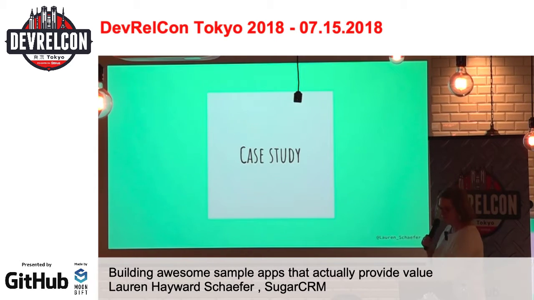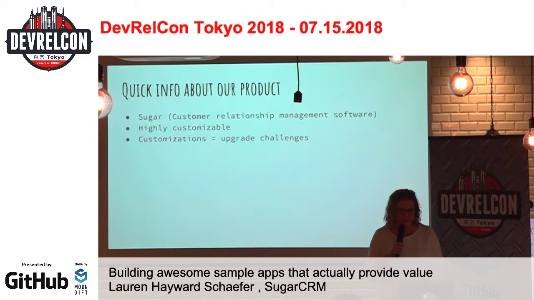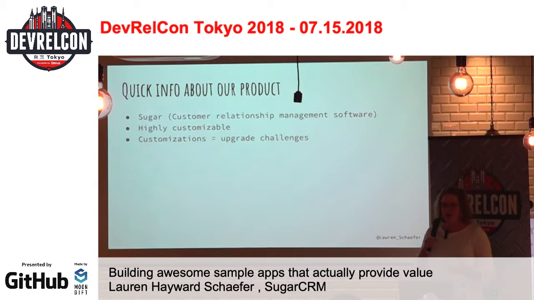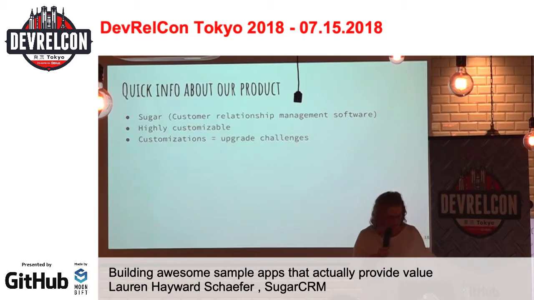Okay, so let's talk about the case study. Just to give you a little background information about what I'm evangelizing. I work on a product called Sugar. It's customer relationship management software. And one of the big selling points about Sugar is that it's highly customizable. So when you get a license to Sugar, you actually get access to our source code, which is awesome. You can go in, you can tinker, you can tweak, make it exactly what you want. The challenge here is that whatever you customize, you have to be able to upgrade in the future, right, to get our latest and greatest versions. So people customize, it creates problems. So that's the problem we want to solve.